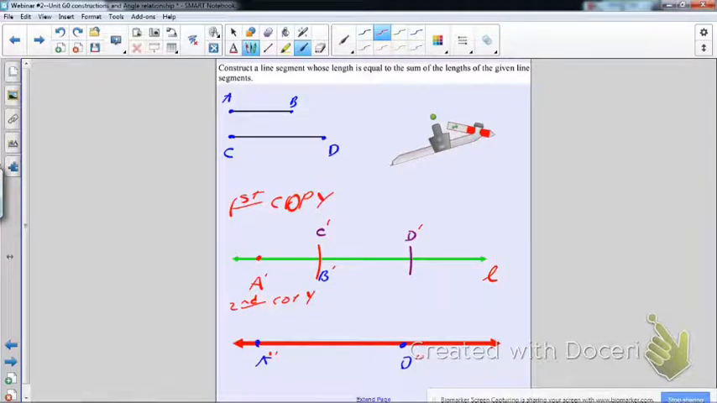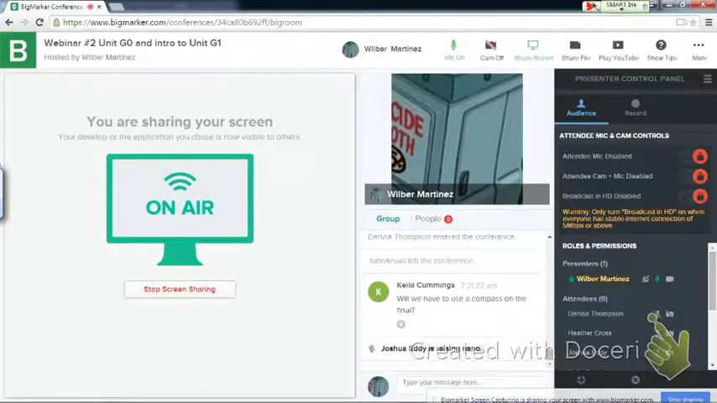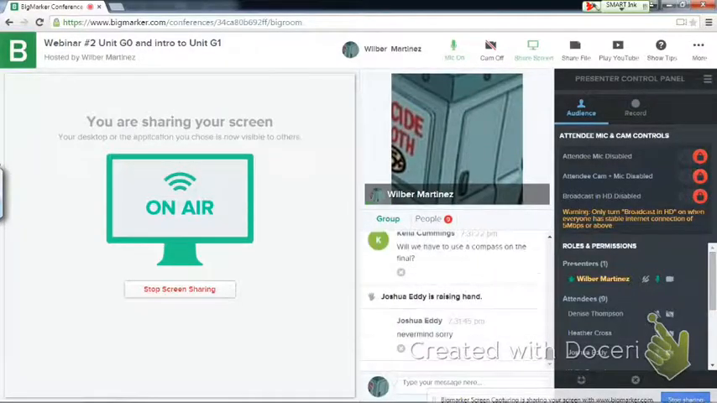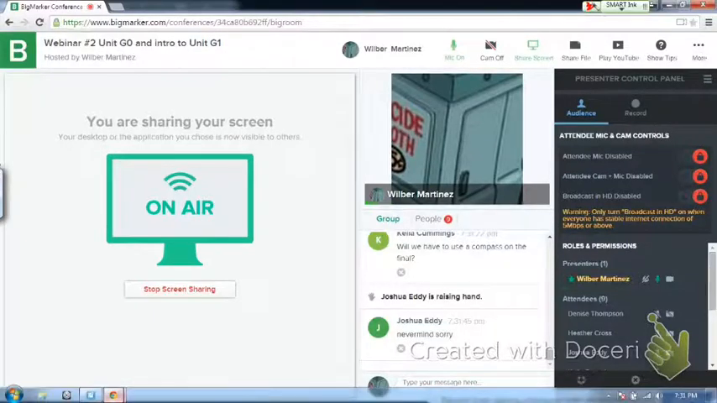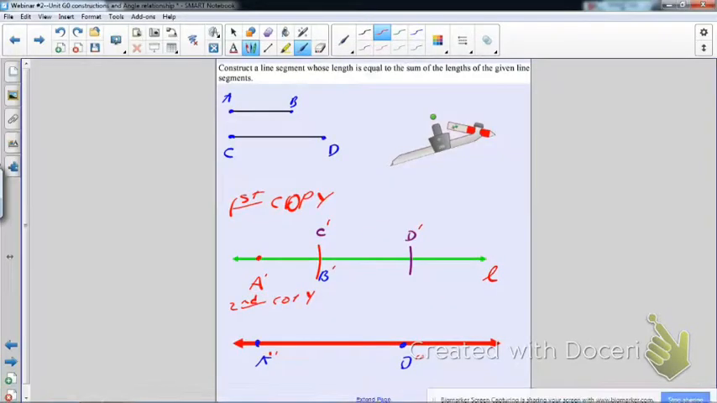Any questions so far with this before I move on to the next one? Let me go ahead and answer that question. Will we have to use the compass on the final? No, you're not going to need to use the compass on the final. It's actually going to be multiple choice. That's the great thing about it.